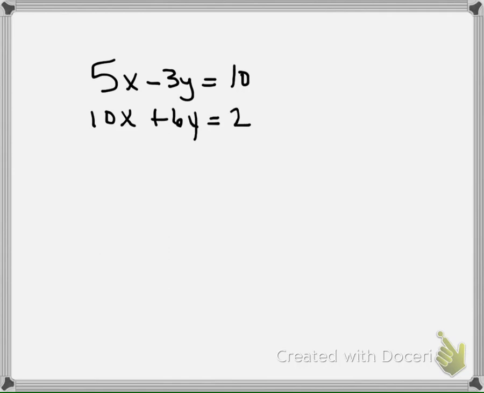5x minus 3y equals 10, and 10x plus 6y equals 20. I do not want to get y by itself and plug it in. That's too hard.